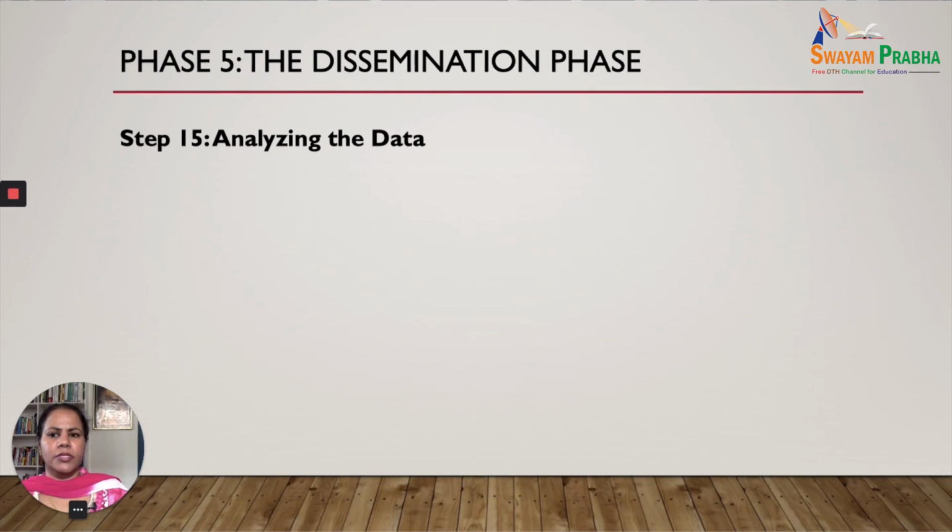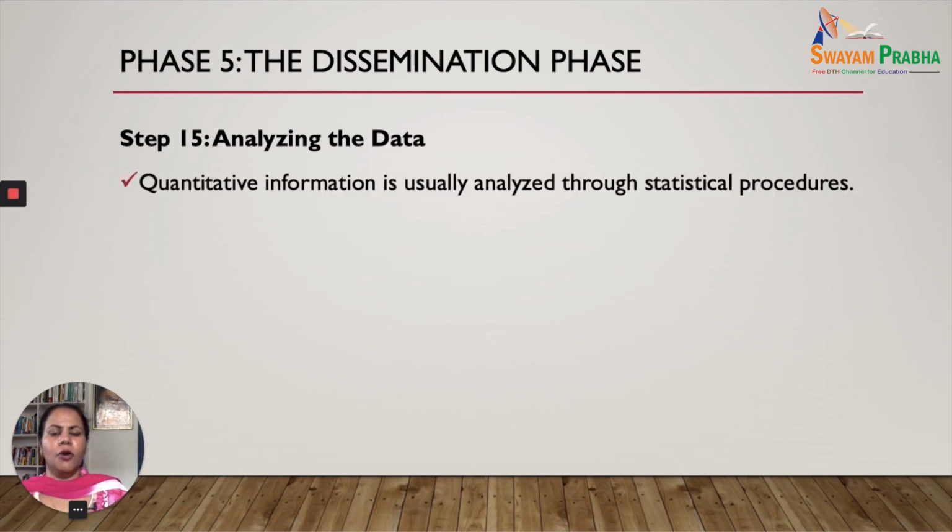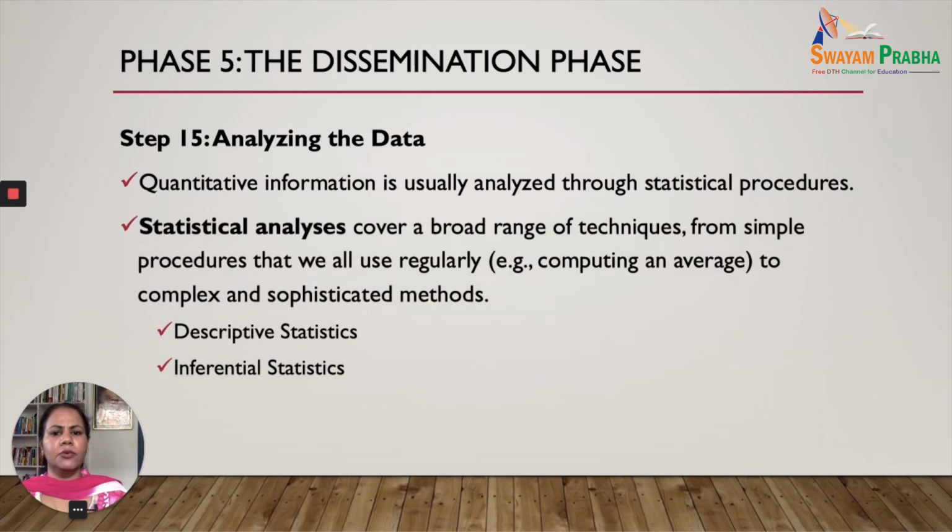So let us talk about step 15, that is analyzing the data. The quantitative information is usually analyzed through statistical procedures, which I have already told you. You can go for simple descriptive statistics, where you use an average or central tendency, whereas in inferential statistics there are many sophisticated statistical tests which can be used to compare the data, to find out the relationships or how one variable is changing with another variable. So statistical analysis is a very important step for analyzing the data, which helps in making sense of our data.